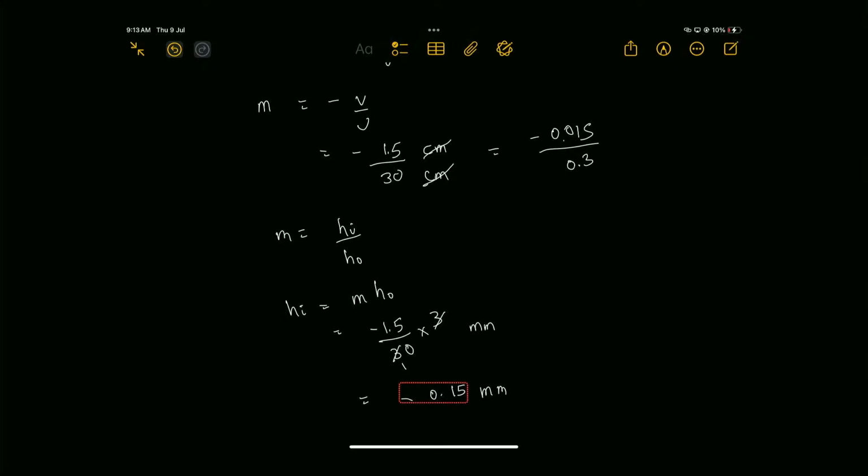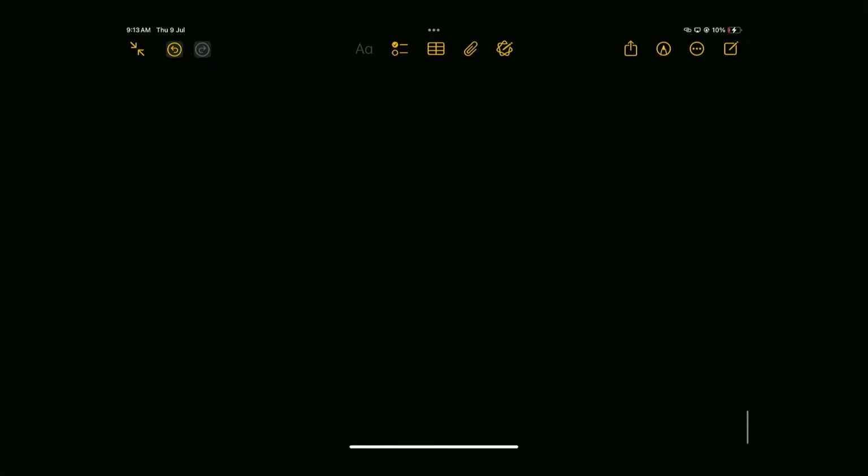Right? Oh well, actually the negative for the magnification means that the image is inverted, right? Right, so now let's move on to question 4.